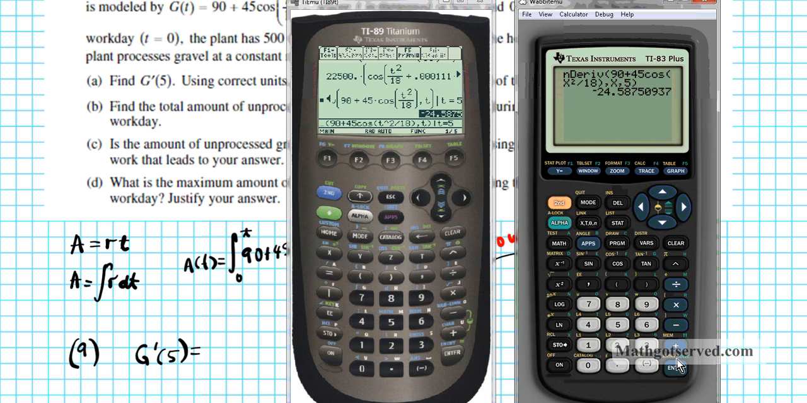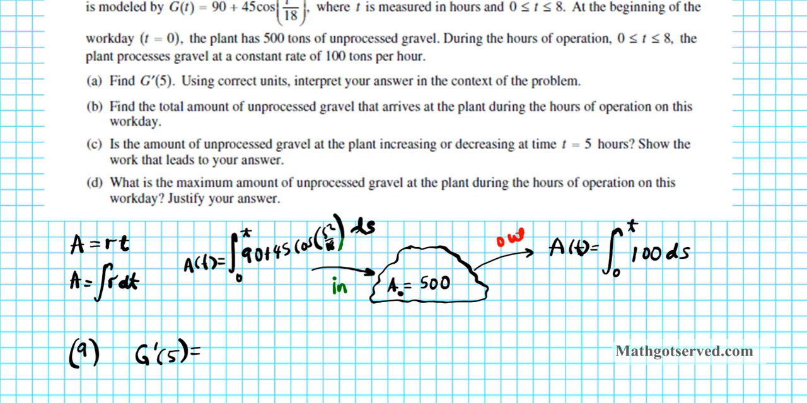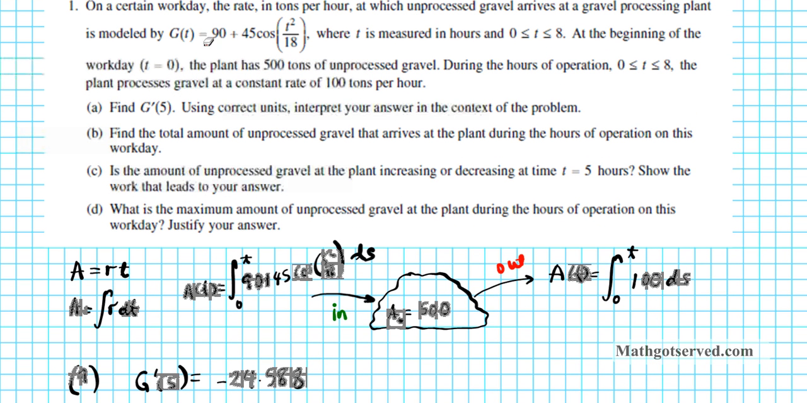So enter. Negative 24.580575. Okay, so let's write down our answer to 3 decimal places. G prime of 5 is negative 24.588. But we're asked to use the correct units here. Using the correct units, interpret your answer in the context of the problem. So we want to remember that this is a rate. Looking for the derivative of a rate, or d/dt of a rate, is looking for the rate of a rate.